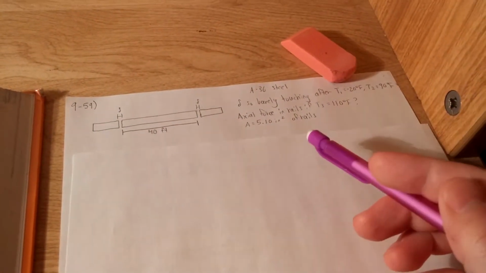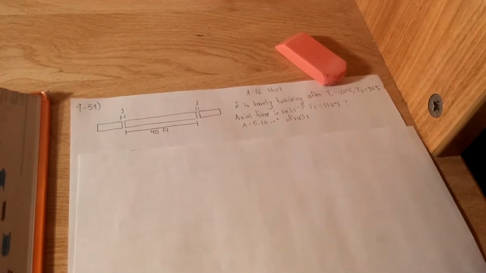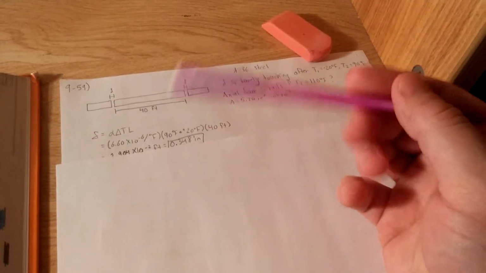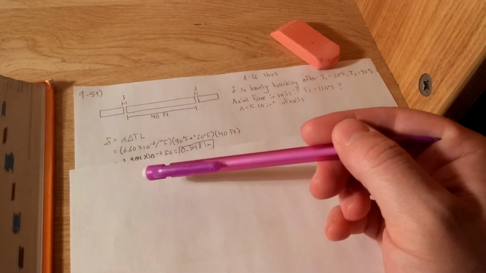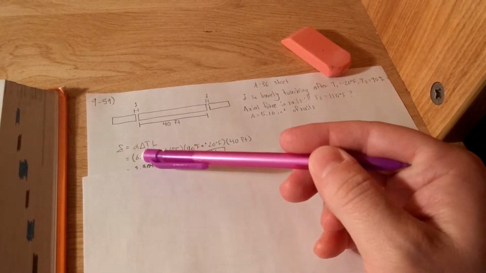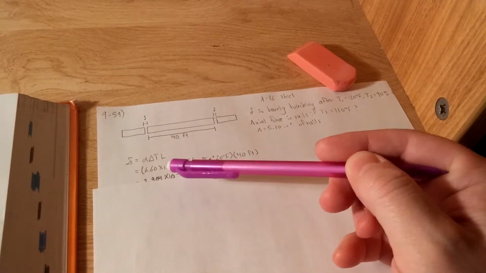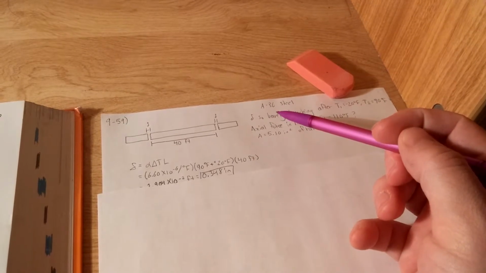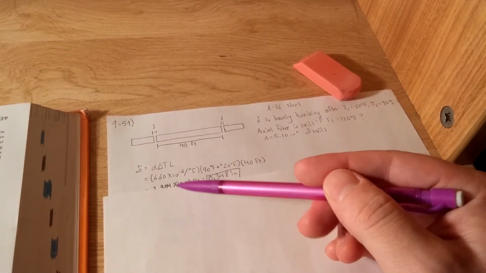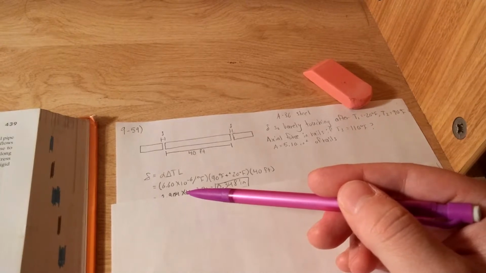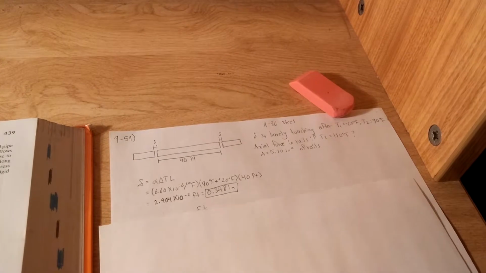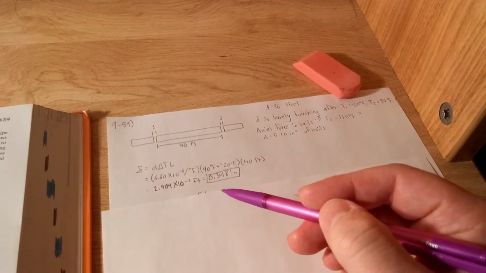So over here I drew my picture with all the relevant information, and we're going to find out how big that gap is. The displacement due to thermal expansion is equal to the alpha coefficient times the change in temperature times the length of whatever specimen we're looking at. This was A36 steel, and the alpha coefficient for that ends up being 6.6 times 10 to the negative 6 per degree Fahrenheit.